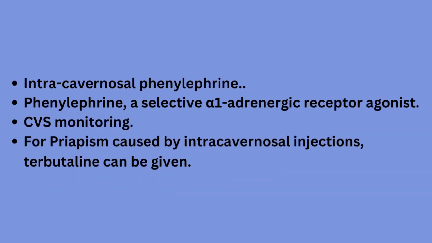The next step will be injection of intracavernosal phenylephrine. Keep butterfly in situ. Phenylephrine, a selective alpha-1 adrenergic receptor agonist. And it must be given in monitored settings as it can give some cardiovascular side effects. Dilute phenylephrine to 500 micrograms per ml, 10 mg in 20 ml saline, and give 0.5 milliliters every 5 minutes. Maximum dose is 1 mg in an hour. For priapism caused by intracavernosal injections, terbutaline can be given.